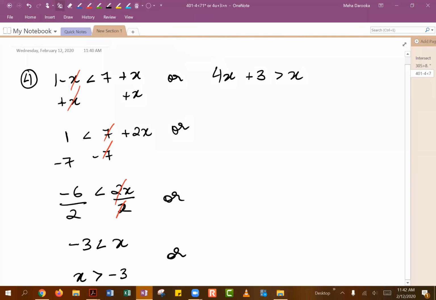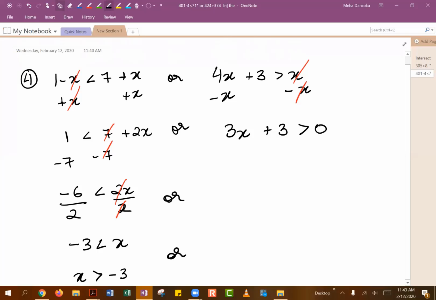Okay, now solve the other side. So that's 4x plus 3 greater than x. Again, you've got x on both sides. So what do we move? Yeah, take that single x, move it to the left-hand side. So 4x minus 1x will of course give you 3x plus 3. And what do I have on the other side of my inequality? Yeah, 0, because everything canceled out.